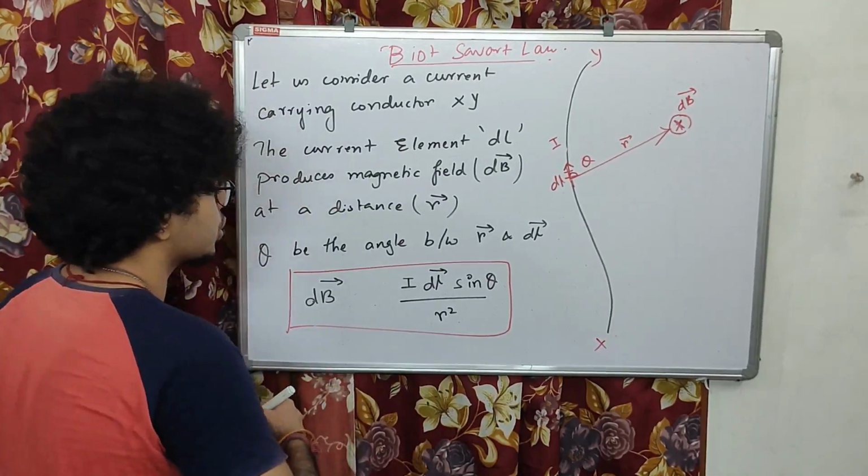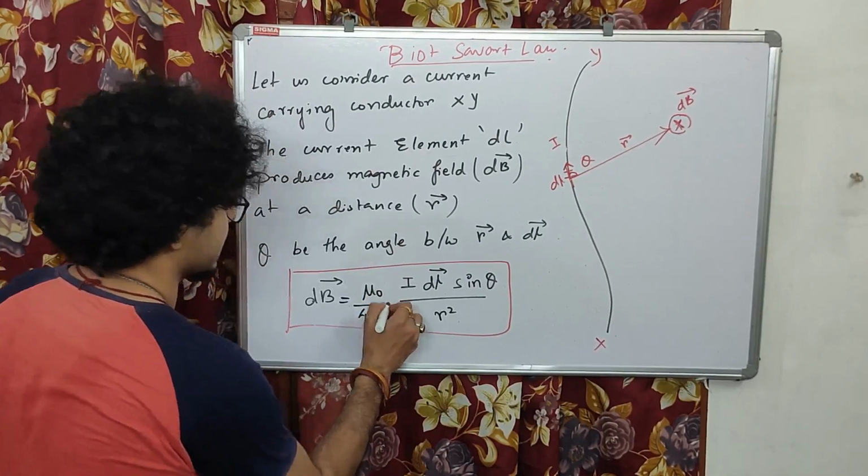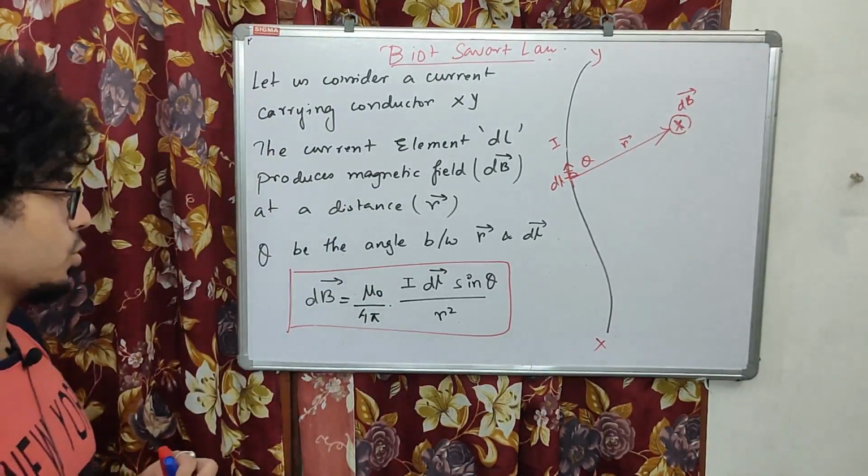Now you can understand that when it is proportional, there must be some proportionality constant. This proportionality constant is found to be mu naught by 4 pi. Yes, I am going to explain what mu naught is and what 4 pi is.